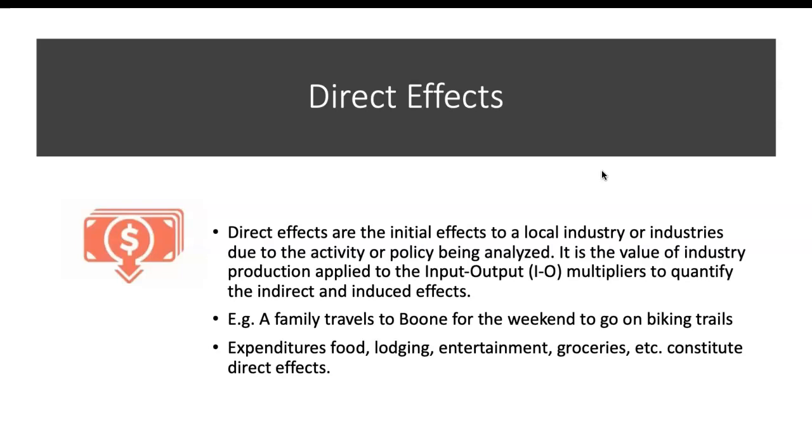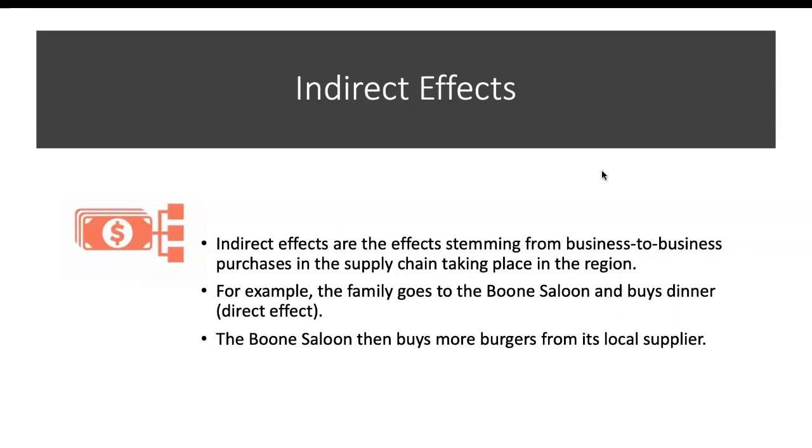It's the value of industry production that's applied to these multipliers that we'll talk about that help quantify the subsequent secondary effects. For example, I'll use a Boone example because here we are in Boone. You can imagine a family coming to Boone to go to the bike park or walking trails. As they come into Boone, they're bringing their money with them. While they stay here, let's imagine they stay for the weekend, they're spending money on lodging, entertainment, food. Perhaps they go to the movies, pick up groceries. These are all the direct effects associated with the trip, associated with the resource that we're interested in.